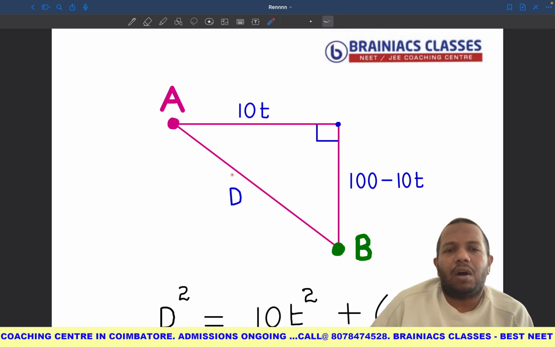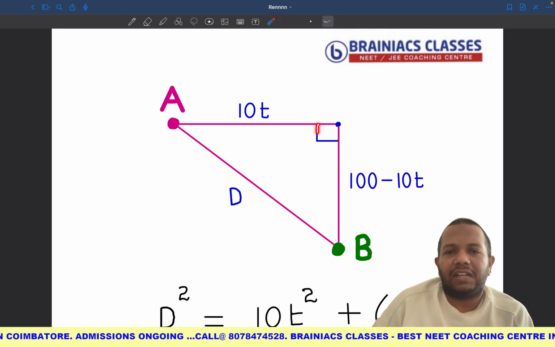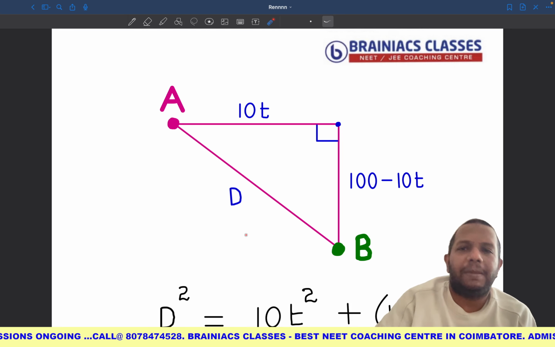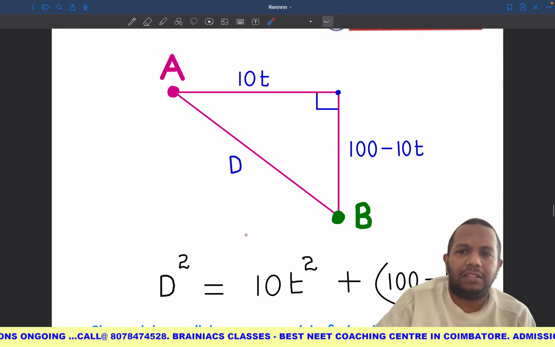Okay, now how to find this distance d? We know that it is a right angle triangle, so we can apply Pythagoras theorem here. This is the hypotenuse, the longest side, or the side opposite to 90 degrees. So d square is equal to (10t) square plus (100 minus 10t) the whole square. Now comes the most important part of this question. They are telling us this distance is the shortest distance, or the minimum distance between them.